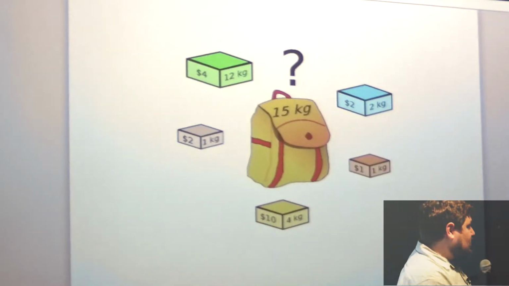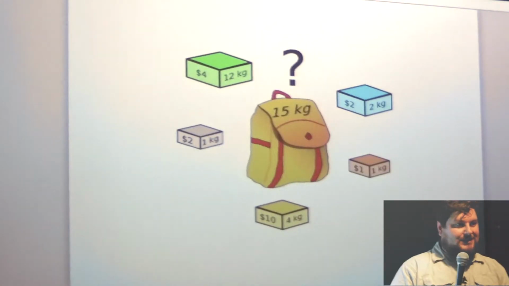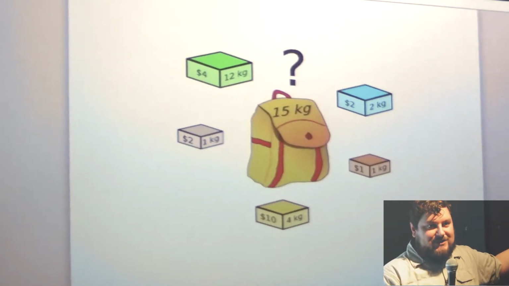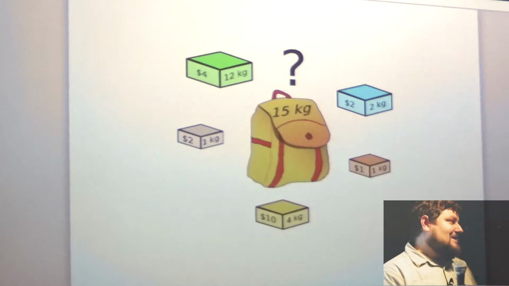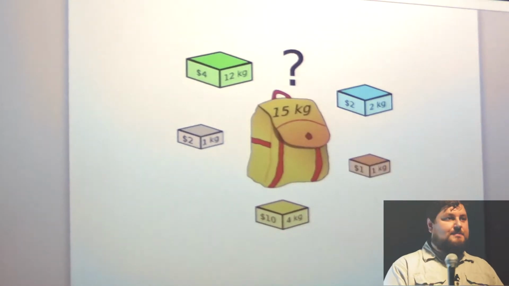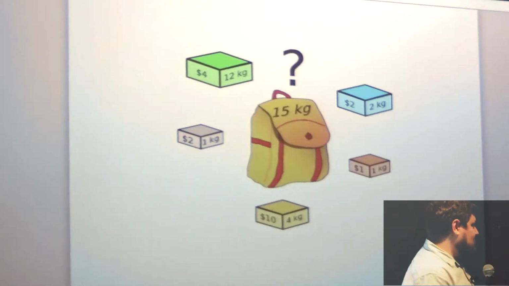So let's talk about theory for a minute. We are going to step back into a little bit of theoretical computer science here. Does anybody know what I'm about to talk about based on this picture? That's right. Yeah, the knapsack problem. So the knapsack problem is the general type of problem that this falls into.